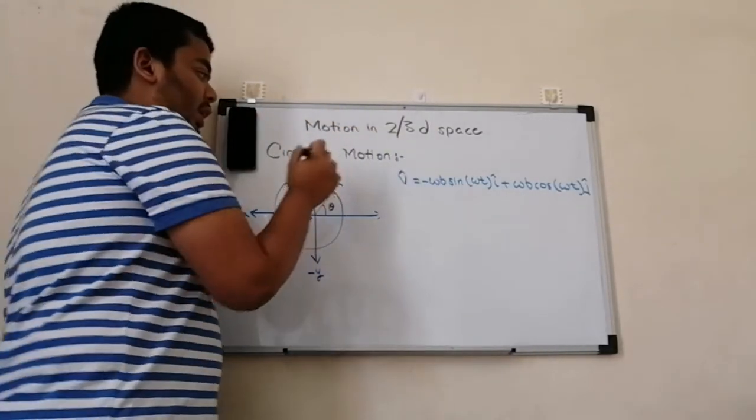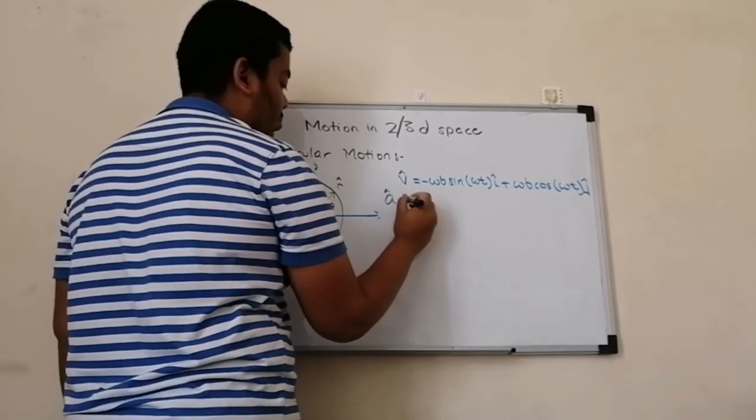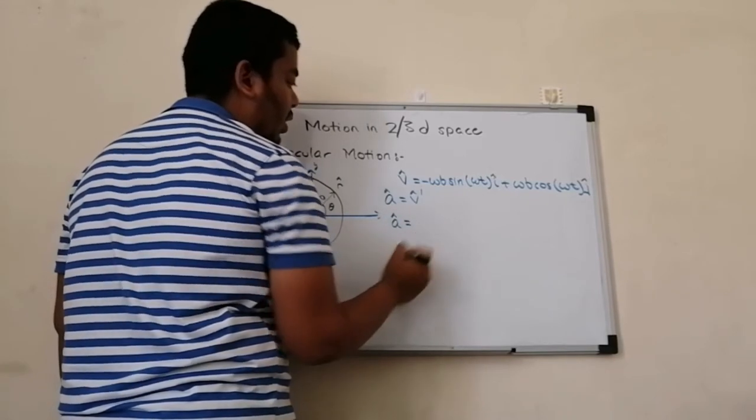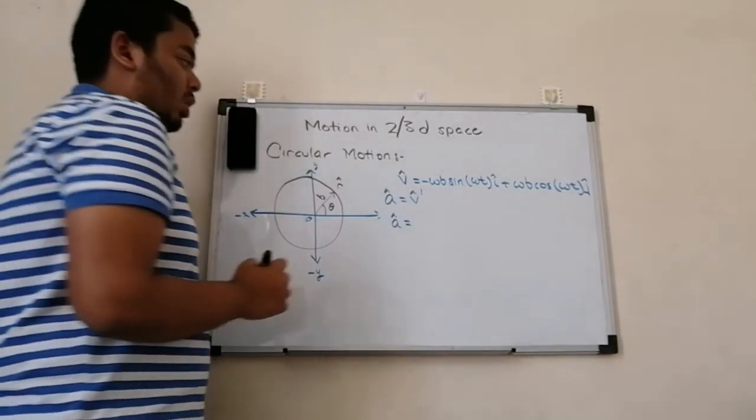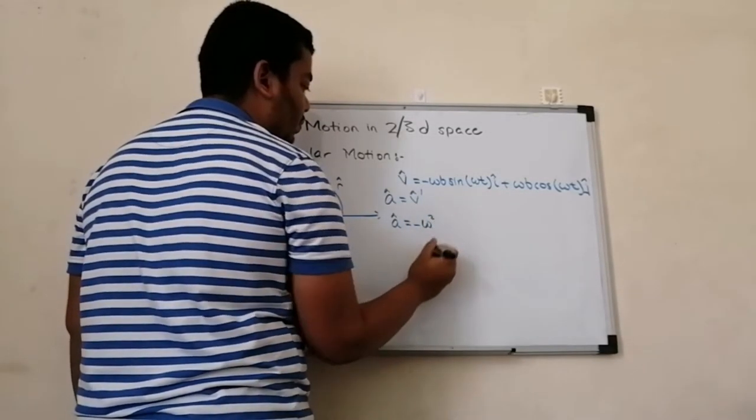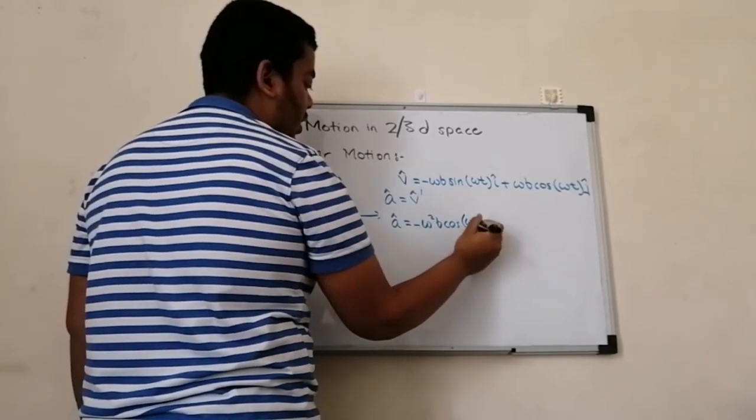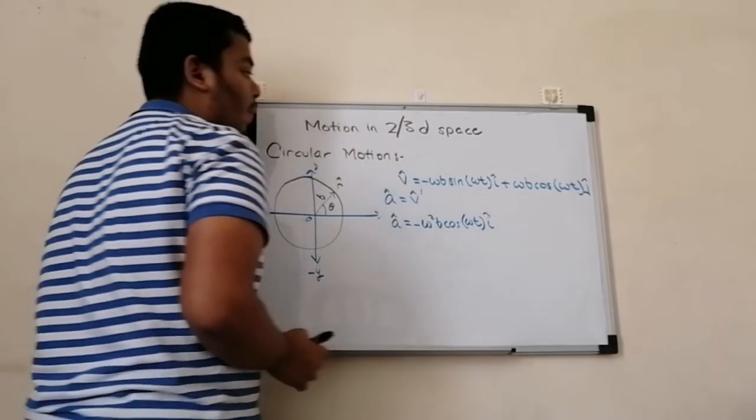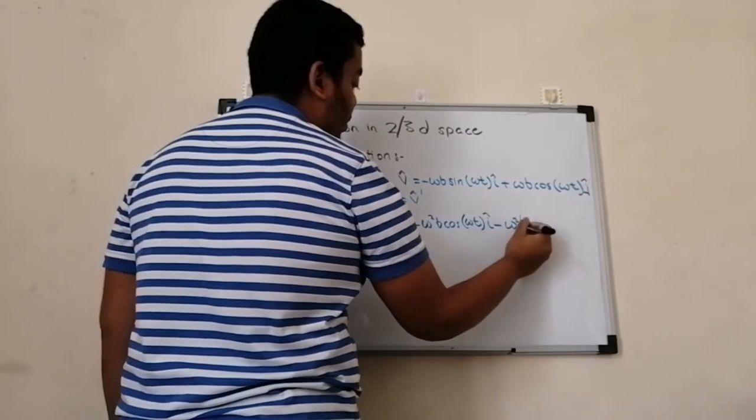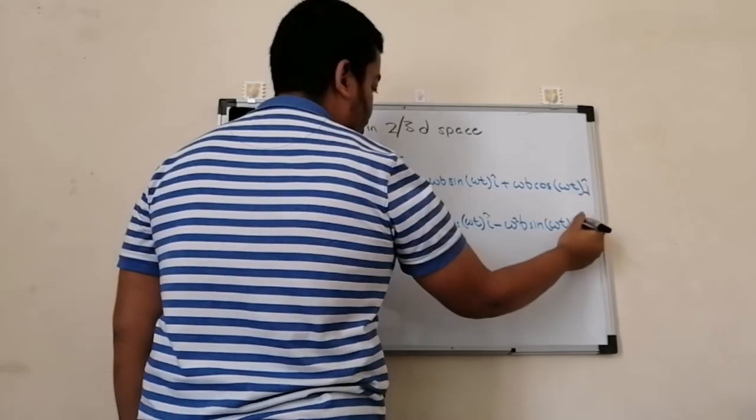Now, we can differentiate this to get the acceleration vector. So the acceleration vector is the derivative of the velocity vector. So the acceleration vector is given by negative w squared b cos(wt) i plus negative w squared b sin(wt) j.